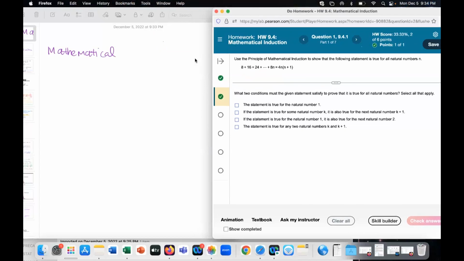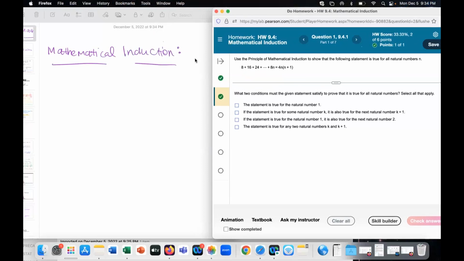So mathematical induction, 2 conditions. So condition 1, and I'm just going to be writing these, and you want to be familiar with them, because once you understand them, and we're going to go through some, you'll be okay. So condition 1 says, we must show the statement is true for the natural number 1.